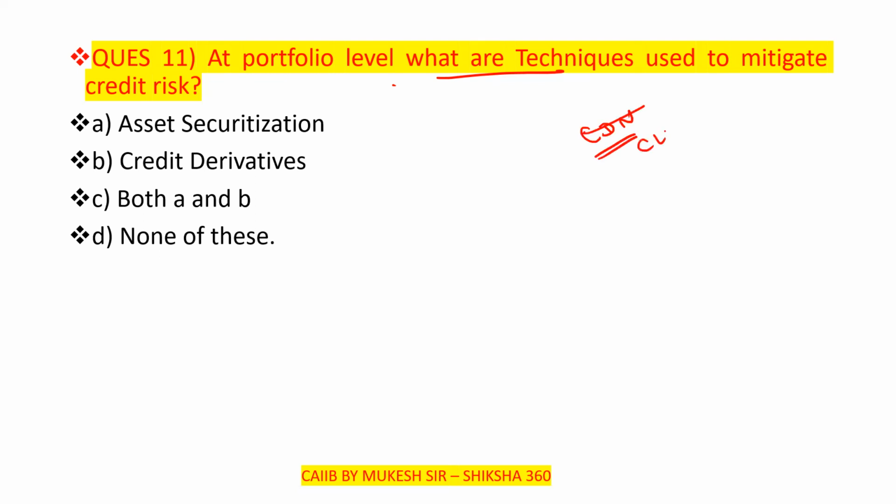CLN, credit linked notes, CDS, credit default swaps, TRS, total return swaps. So all these things we are using here. Credit derivatives, this one has to be correct. Along with that, asset securitization we are also using. So both A and B are to be correct here.